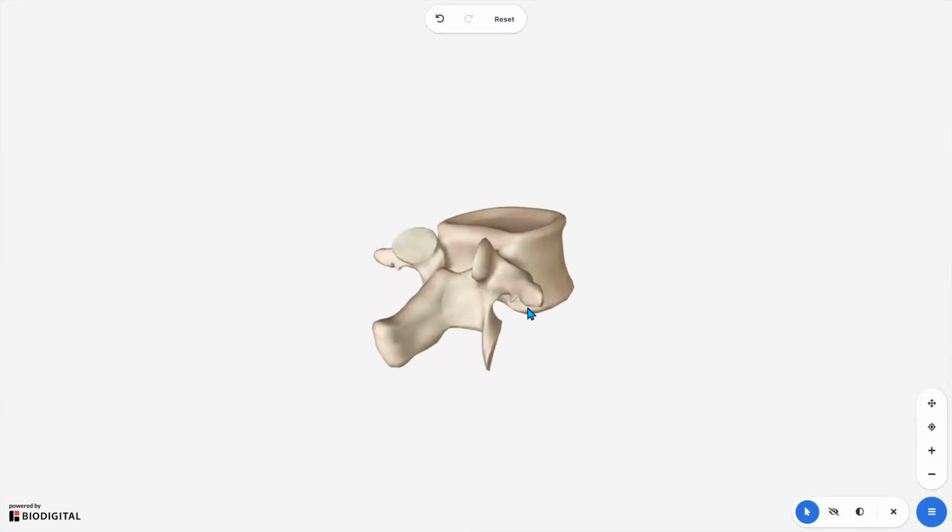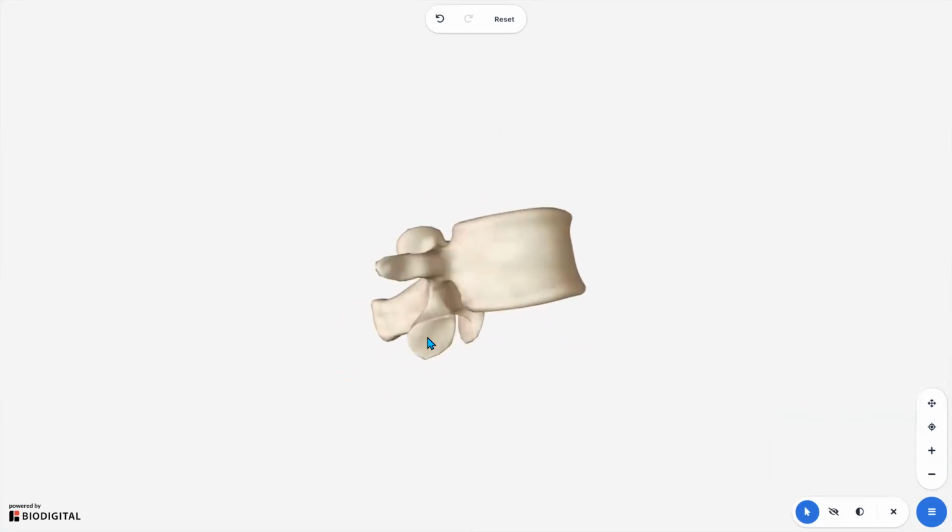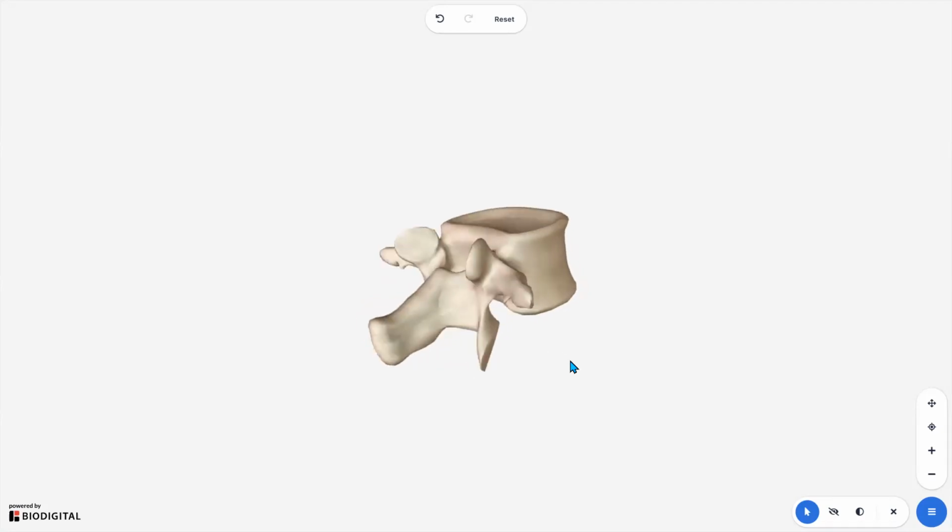In any case, that's going to be a superior articular process, which will help connect with the bone on top of it. There is also going to be the inferior articular process. So let's say this is L3, lumbar section number 3. The inferior articular process of L3 will connect with the superior articular process of L4. Similarly, the superior articular process of L3 will connect with the inferior articular process of L2 on top of it.